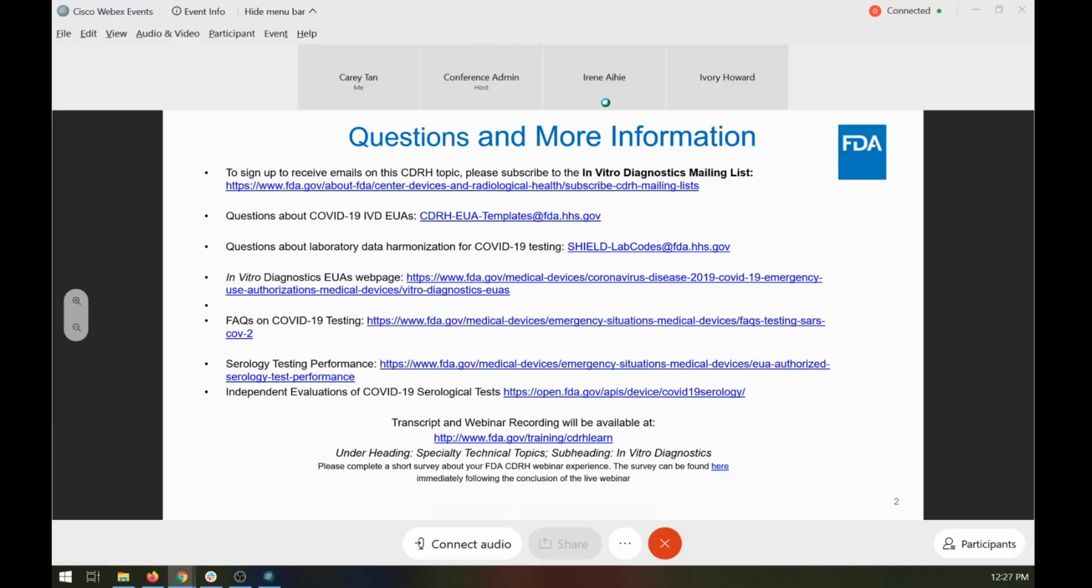Yes, so we do have the recommendation in the template for non-laboratory tests to include a mechanism for reporting. If you have specific questions about how exactly to implement that, we do have a team that works a little bit more closely on the reporting issues. So the best approach would be to send us an email to the EUA templates email address that should be on the slides, and we'll be able to direct your question to the right group. Great, thank you very much. Sure.